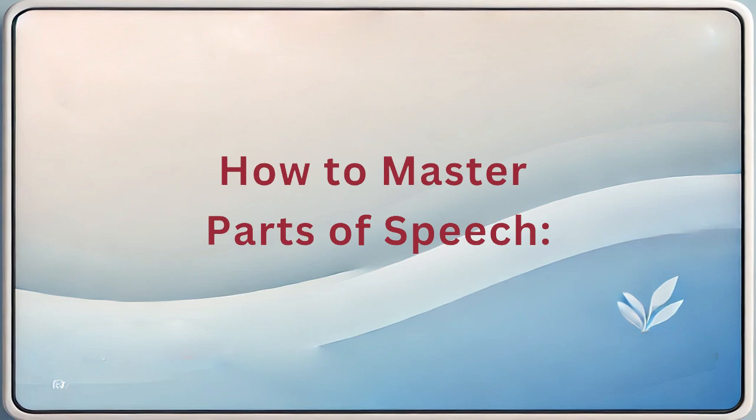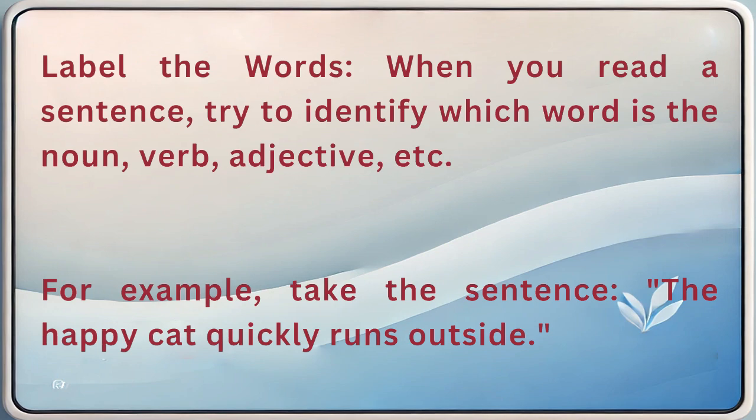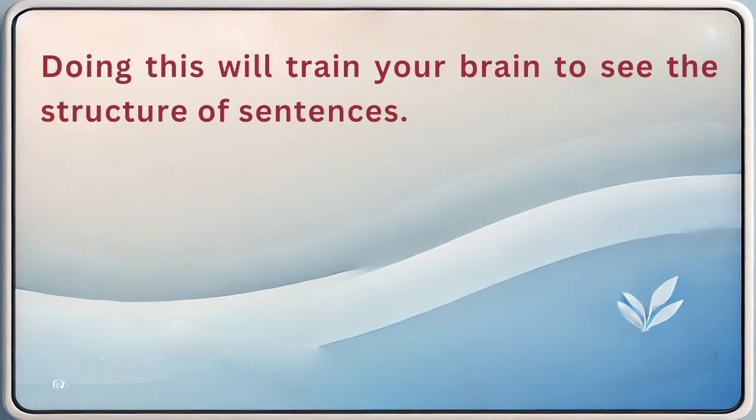How to master parts of speech. Now that you know the parts of speech, it's time to practice. Here are some techniques to help you. Label the words. When you read a sentence, try to identify which word is the noun, verb, adjective, etc. For example, take the sentence, "The happy cat quickly runs outside." Noun, cat. Adjective, happy. Verb, runs. Adverb, quickly. Preposition, outside. Doing this will train your brain to see the structure of sentences.